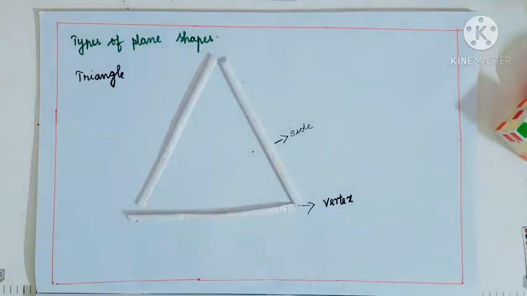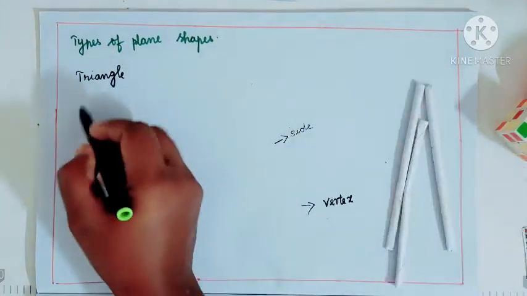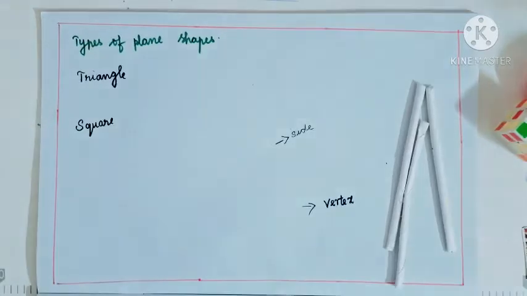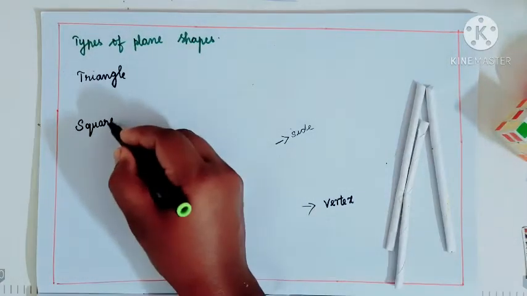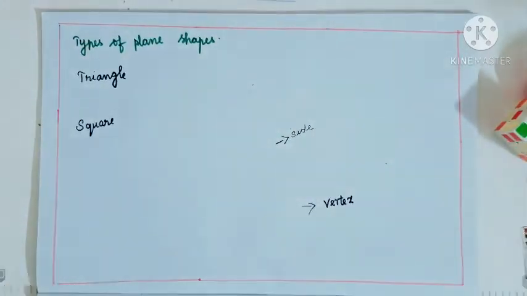How will I explain the triangle? A triangle is made up of 3 line segments called the sides. The point where 2 lines meet is called a corner or a vertex. Now it's clear? Triangle is clear. Now the next shape is square. So now I am going to make a square. How many lines does a square need? You have studied before.